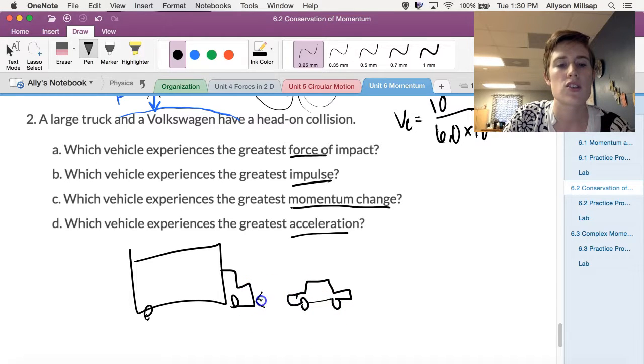Okay, they have a collision, they hit each other. The forces are going to be the same, right? The force is going to be the same. Which vehicle experiences the greater force? Neither. They both experience the exact same force.